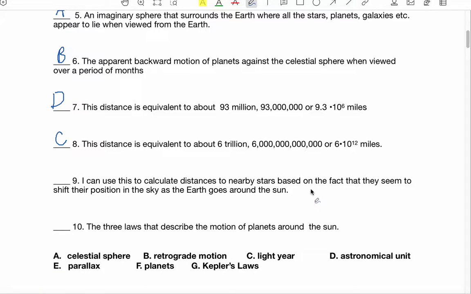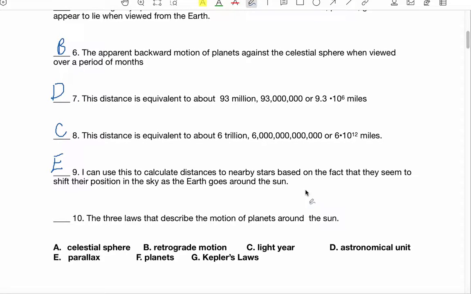This idea of calculating distances to nearby stars based on the fact that they seem to shift positions in the sky. Once again, this is a consequence of parallax. And again, to see parallax, what you can do is look at a faraway object and close one eye and then close the other, and you'll see that the object has kind of shifted its direction. We'll talk a little bit more about that in class, just to give you an idea.